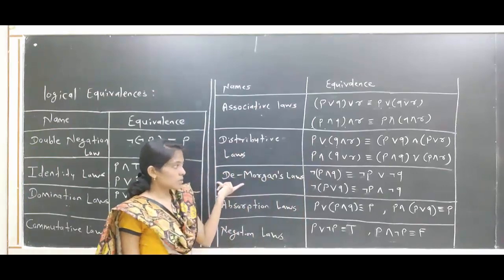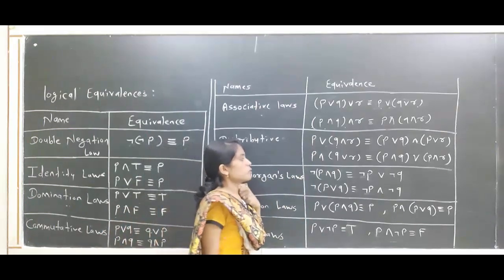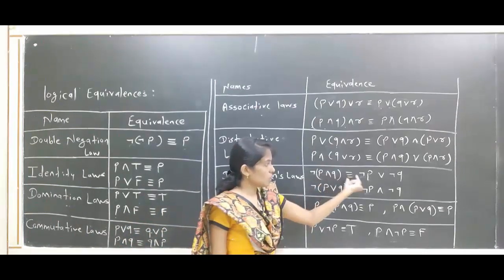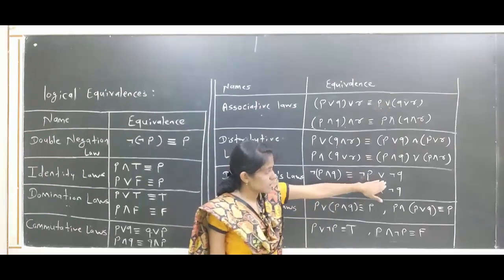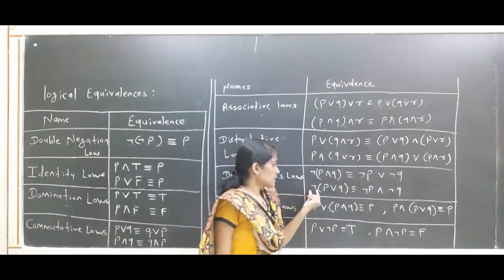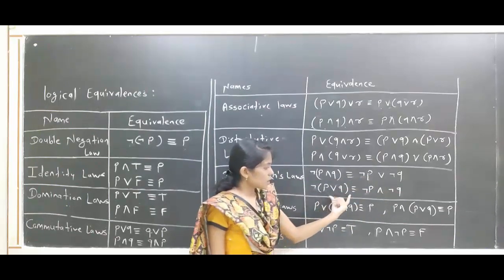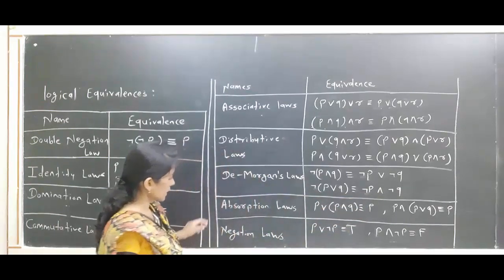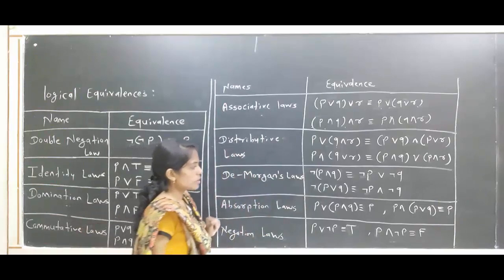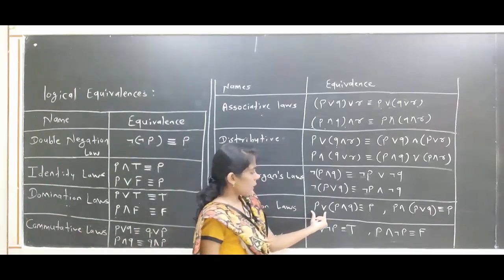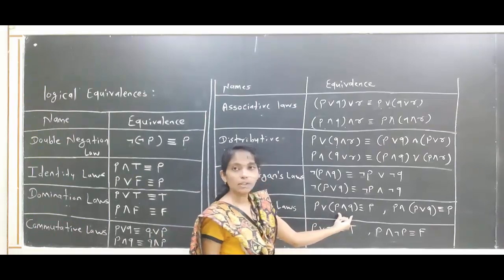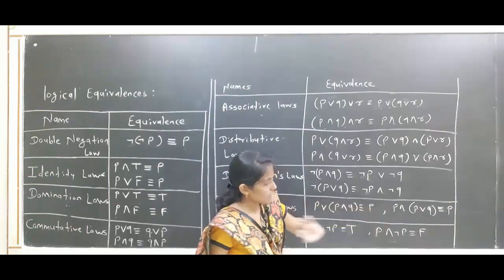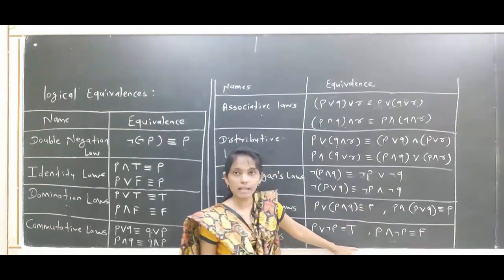Now next, De Morgan's laws. De Morgan's law, that is negation of bracket P and Q equivalent to negation P or negation Q. And second De Morgan law, negation of P or Q equivalent to negation P and negation Q. Next, absorption laws. So first absorption law is P or in bracket P and Q, equivalent to P. And next, P and in bracket P or Q is equivalent to P.